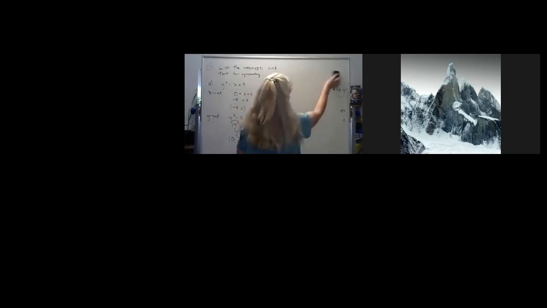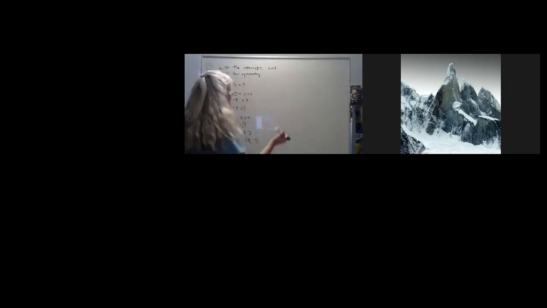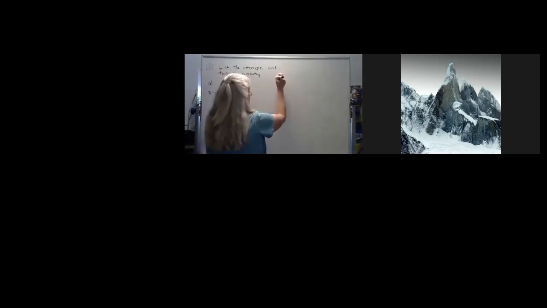Okay, so that was the first part. That was the easy part. We'd already worked on that. Now let's come in and test for symmetry. And you have to do 3 different tests. So for the symmetry, we're going to do the x-axis first. Why? Just because it's alphabetically before y-axis, I guess. So we'll do the x-axis first.